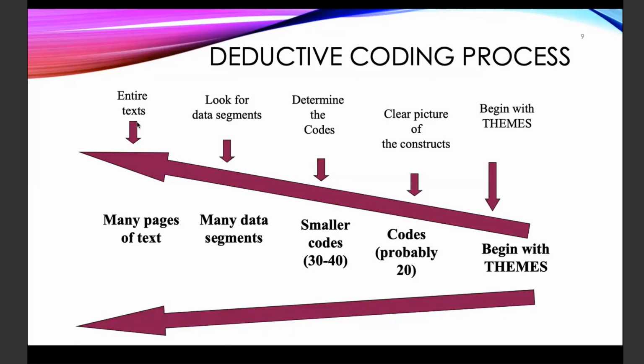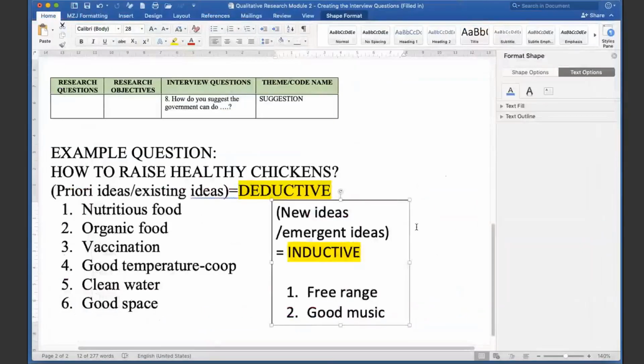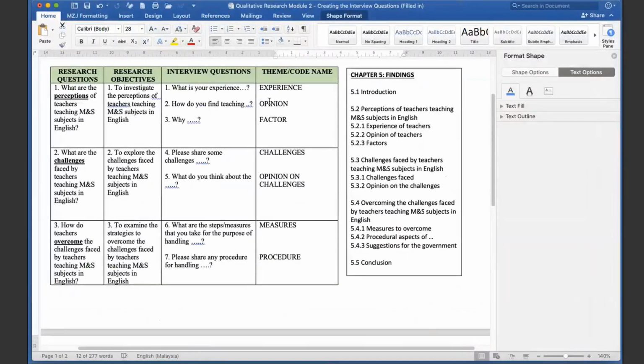Now, the question is, can we combine deductive and inductive? I think I accidentally gave the answer just now. Yes, you can combine. We already have the themes. Where? Over here: experience, opinion, factor, challenges, opinion and challenges. These are the themes. But we do not know what the codes are yet.